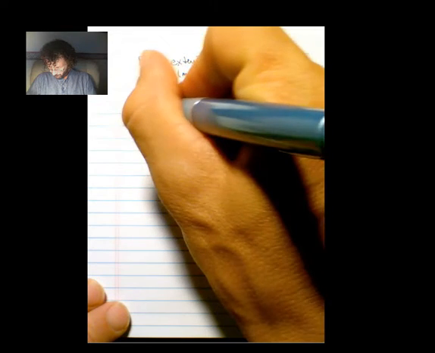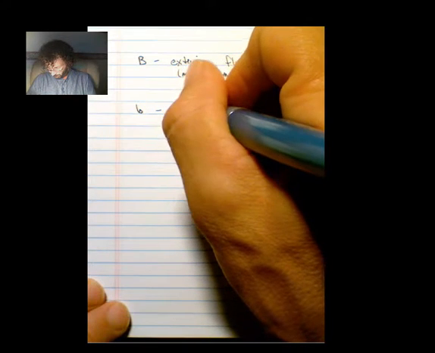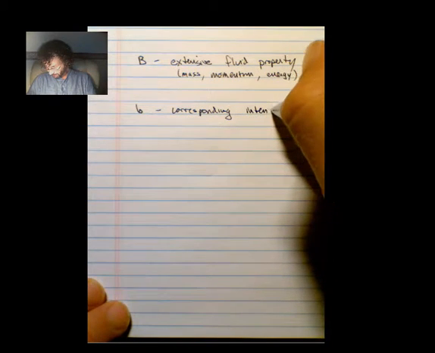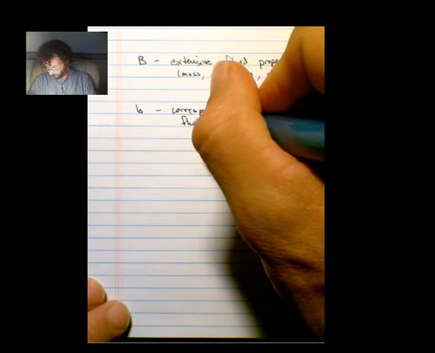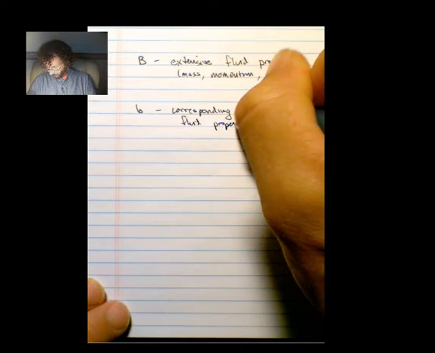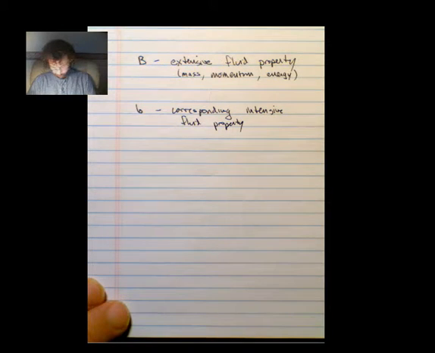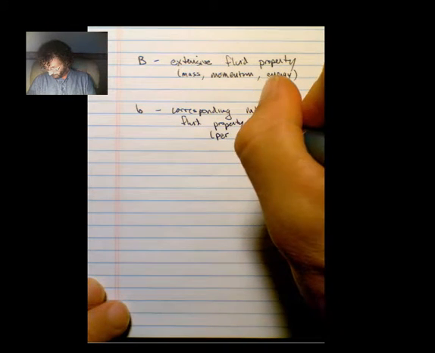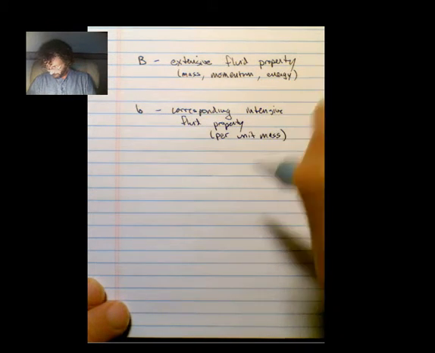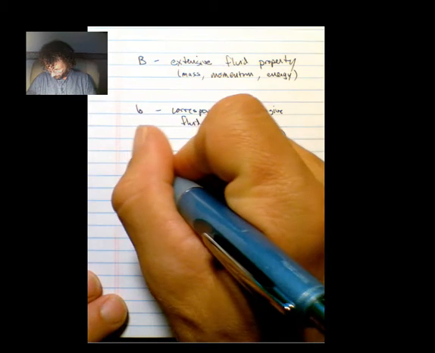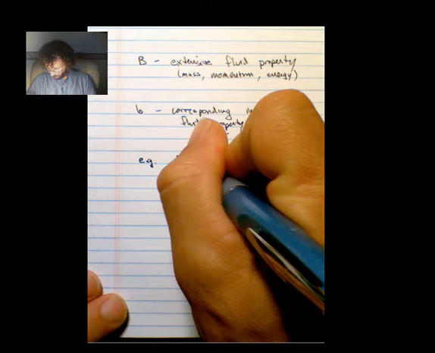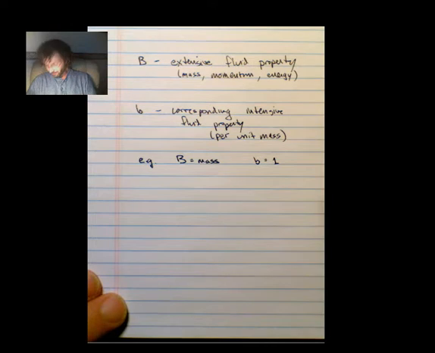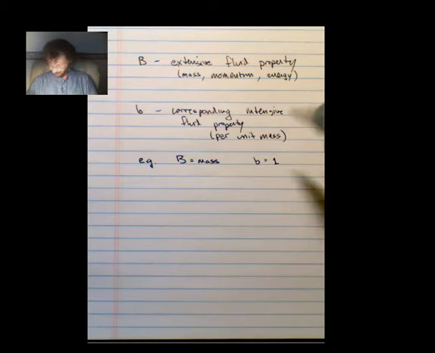And little b is the corresponding intensive fluid property. And it's going to be on a per unit mass basis usually. So, for example, if big B is equal to mass, little b is just equal to 1. Mass per unit mass is 1.